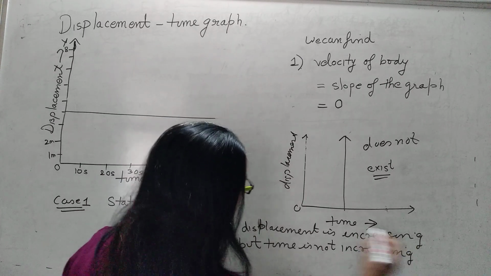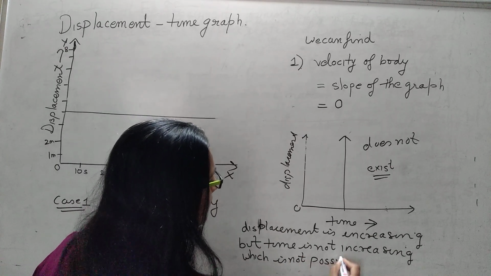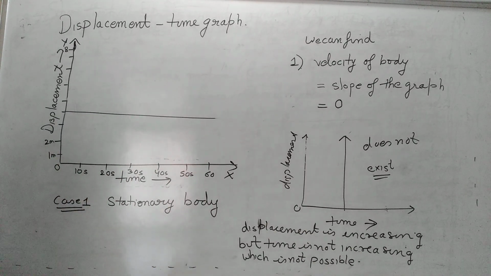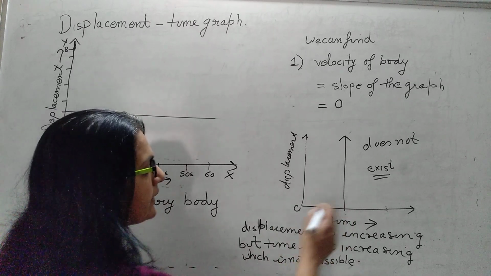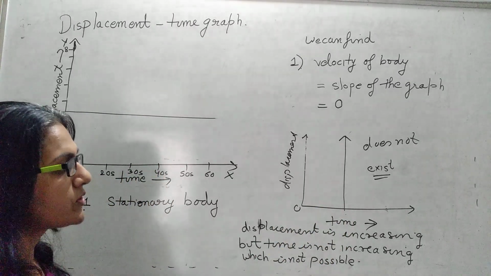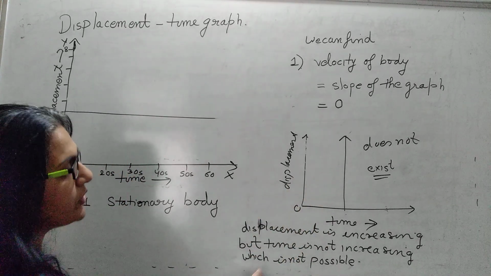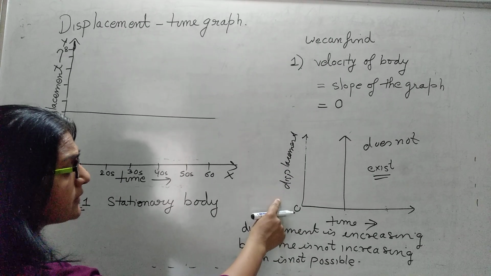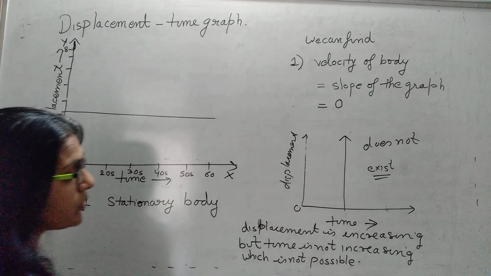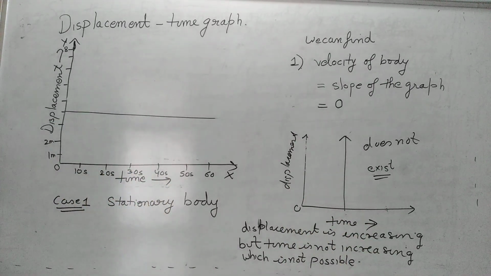But time is not increasing, which is not possible. Time never stops, time never moves back, time always increases. So it is not that a person is moving, it is moving but the time is not increasing. So this type of graph is not possible. Which type of graph? In displacement time, a line parallel to displacement axis. This type of graph is not possible because it means that displacement is increasing but time is not increasing, which is not possible.